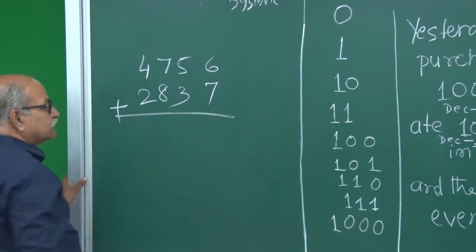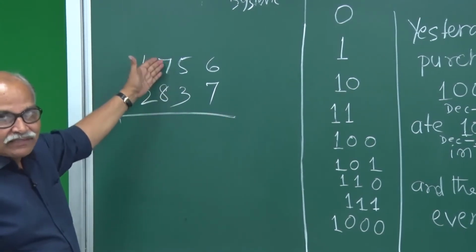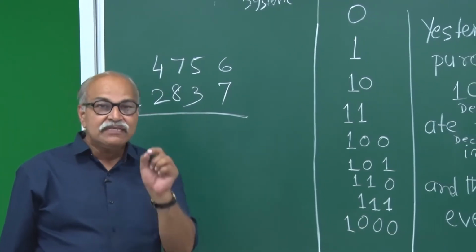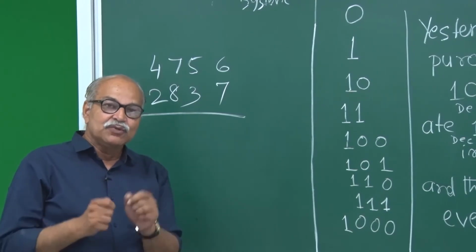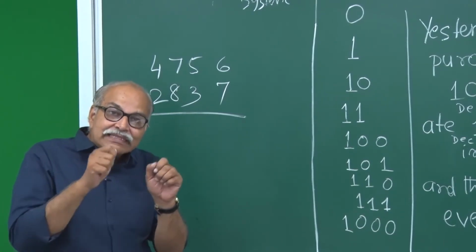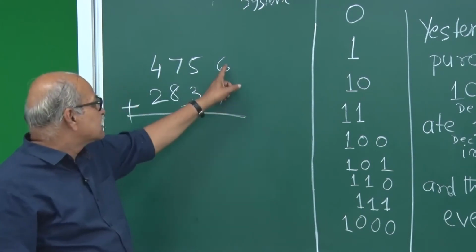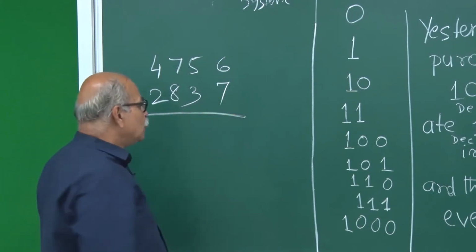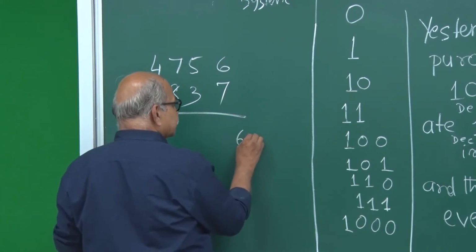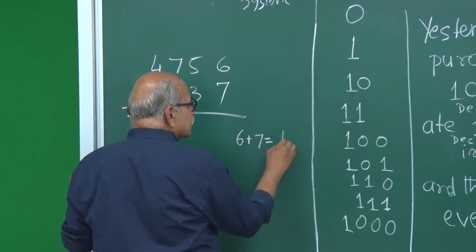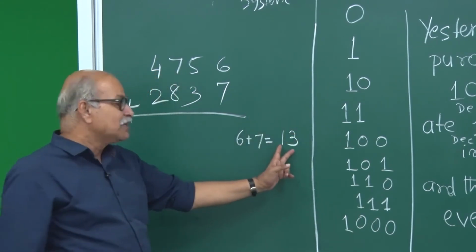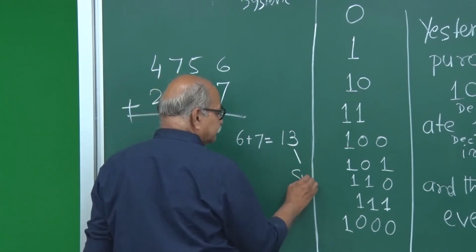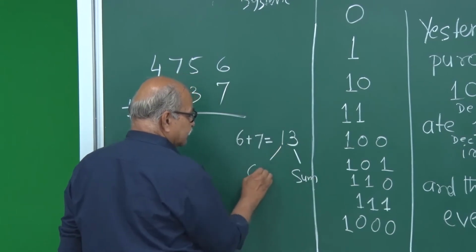We have to add any two numbers. What are the basic rules I should know? The basic rule that I should know is how to add two one-digit numbers. So, I have here 6. I start from the right side, 6 plus 7. So, I should know what is 6 plus 7. And when I say it is 1, 3, I am using two symbols, 1 and 3, and this I call sum and this I call carry.